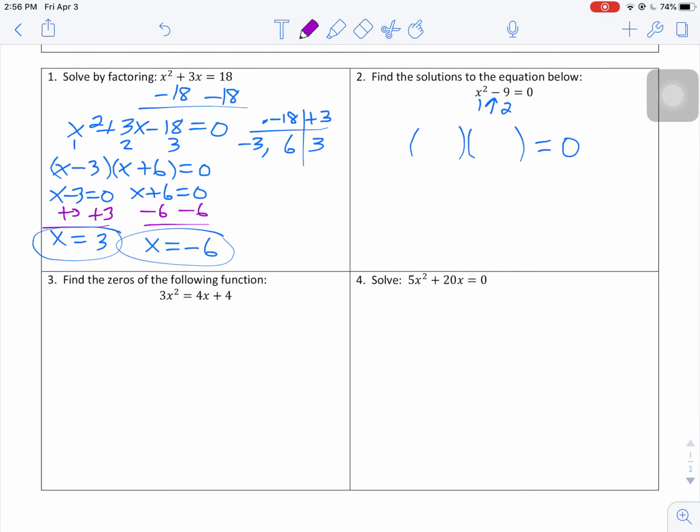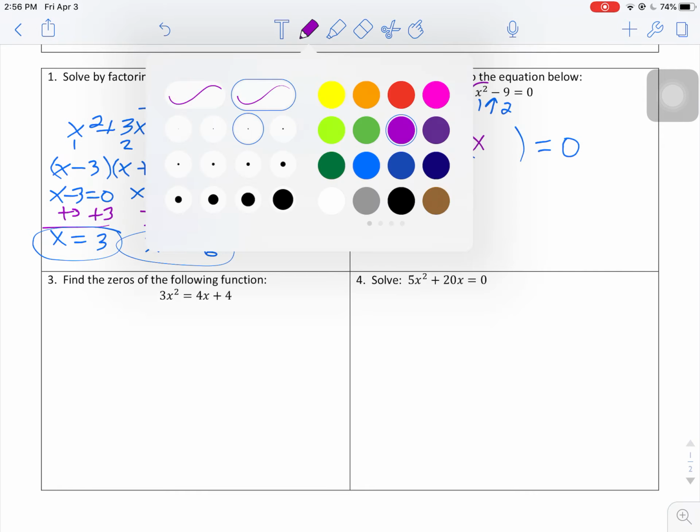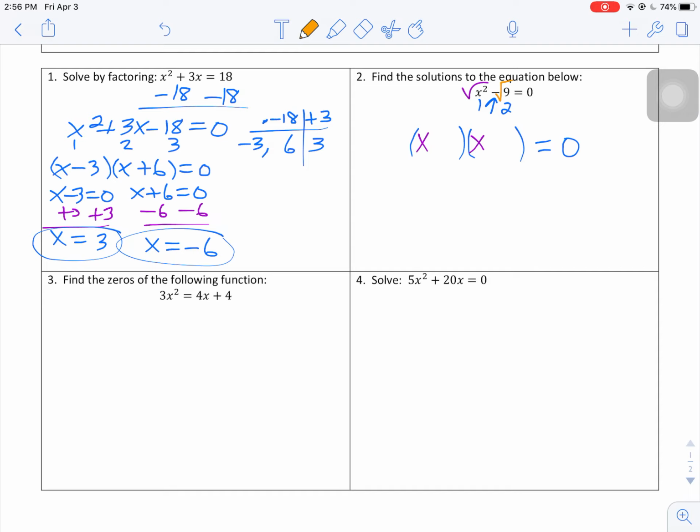So that's the one where you take the square root of the first term and put that in the first slot of each set of parentheses. Take the square root of the second term, so square root of 9 is 3, put that in the second slot of the 2 sets of parentheses, make one positive, make one negative. Set each factor equal to 0 and solve for x. So we're getting x equals -3 and x equals 3.